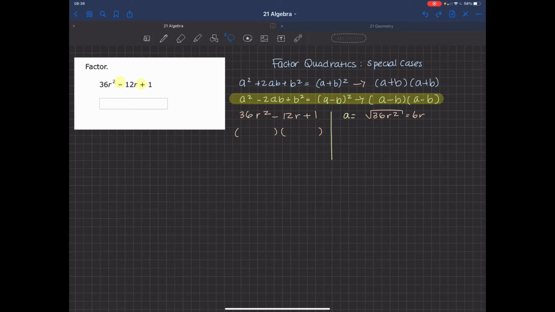So a equals the square root of 36r squared, which is 6r. And then b is going to equal the square root of the last term, which is 1. The square root of 1 is 1. So I'm going to get 6r minus 1 times 6r minus 1. And then when I simplify it, I get 6r minus 1 squared.